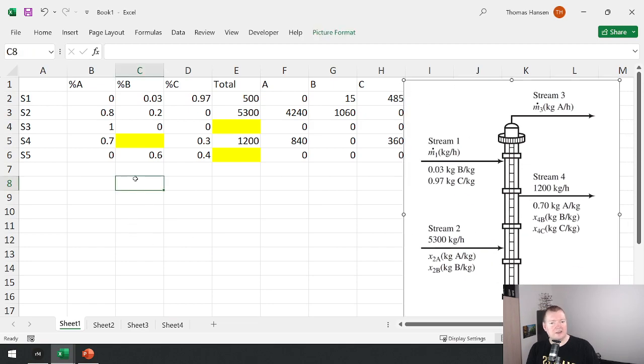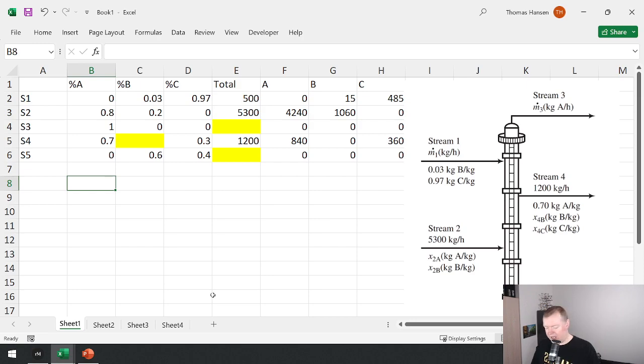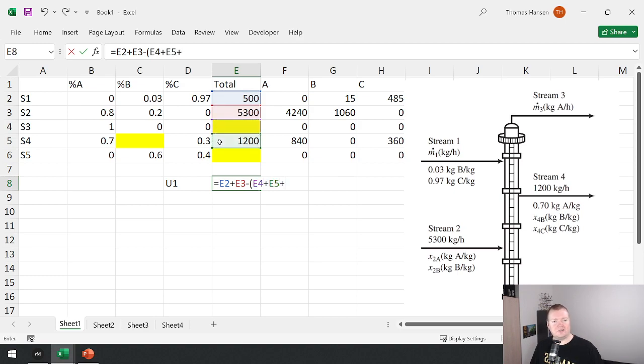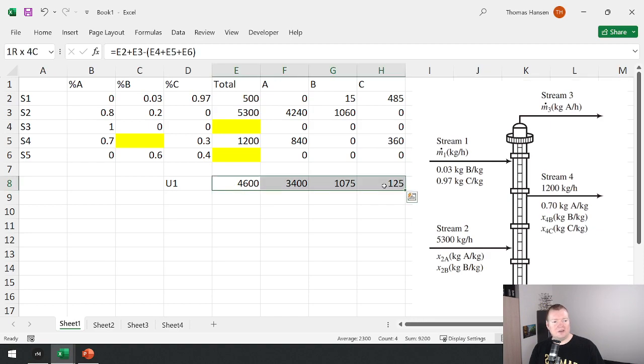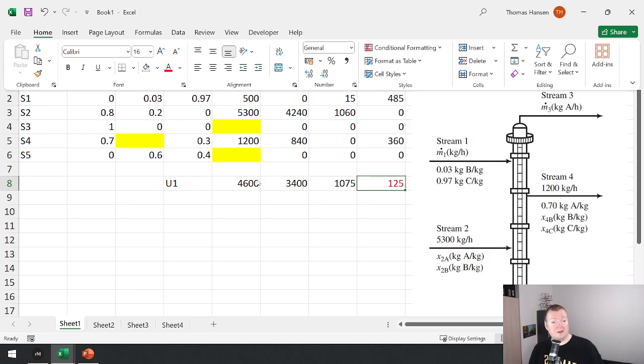So let's try. I'm going to look at my unit, and actually let's just move that over here. For my total mass, what goes into my system, that's stream 1 and 2. Stream 1 plus stream 2. What goes out? All of the others. 3 plus 4 plus 5. There we go. And I can fill that to the right. That gives me 4 equations. I'm only allowed to use 3 of them. The last one will not be independent of the others.